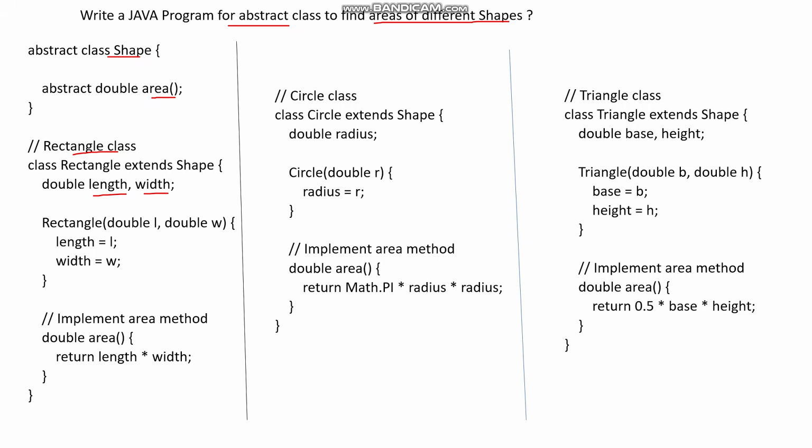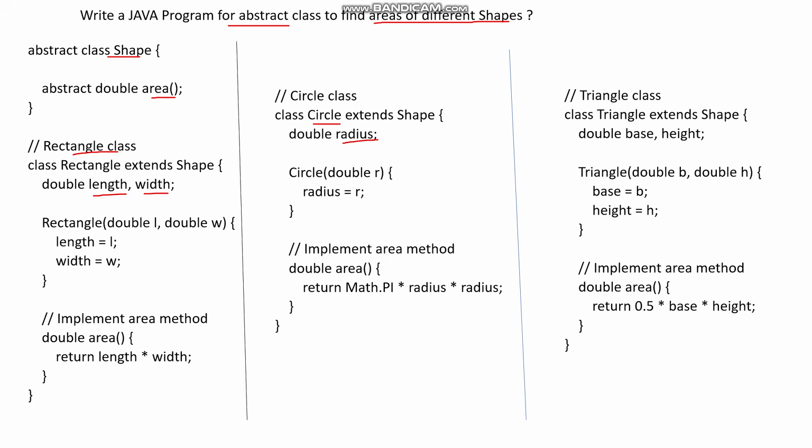Coming to the next class, I have created one more class. The class name is Circle. Class Circle extends Shape. We are extending the Shape class here. Double radius: here I am taking only one variable, the radius value. Circle, double R: for this class I have the constructor Circle, and we are passing the single parameter R here. Radius equals R. Implement the area method.